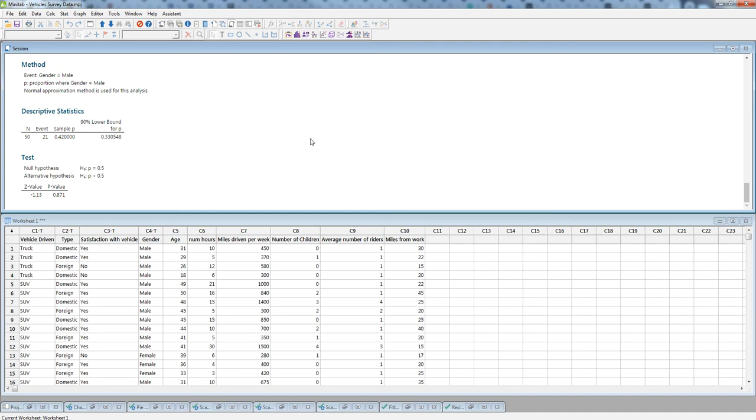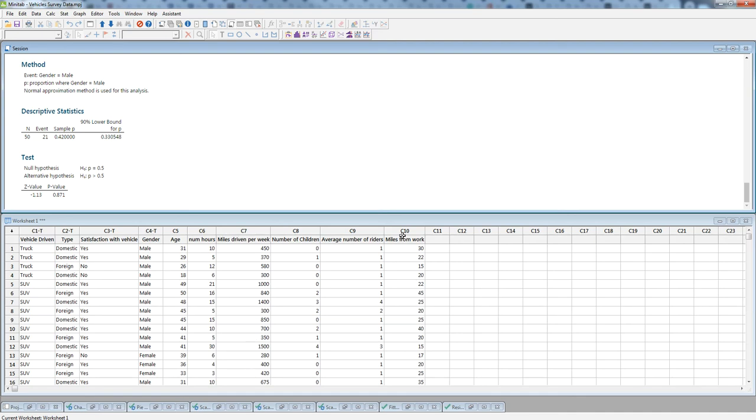All right, let's move on to looking at means. Since I'm going to be doing stuff to quantitative data, I need to focus on the end of the worksheet, which is all quantitative information. Remember, number of children, just counting something, isn't technically quantitative, so I'm going to steer away from this. Average number of riders, same thing. So I'm going to stick to looking at age and number of miles driven per week.